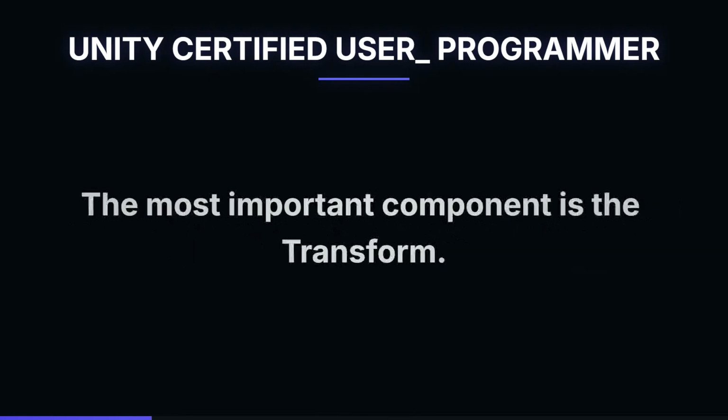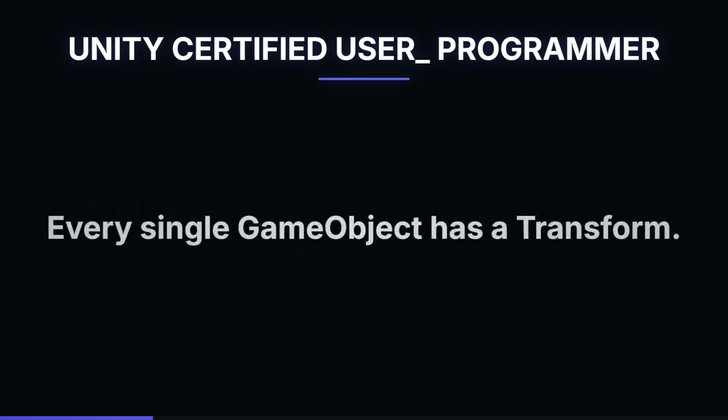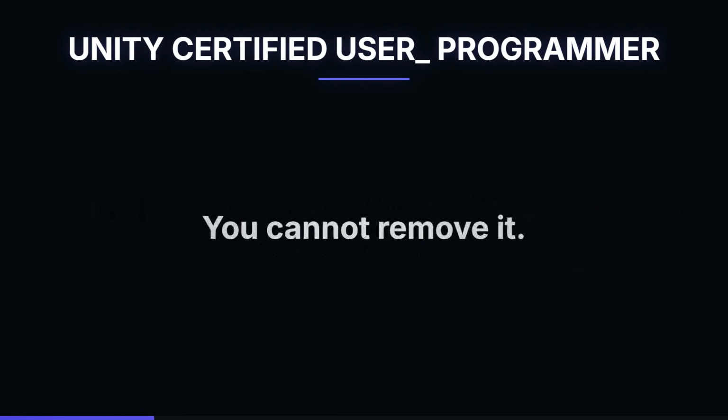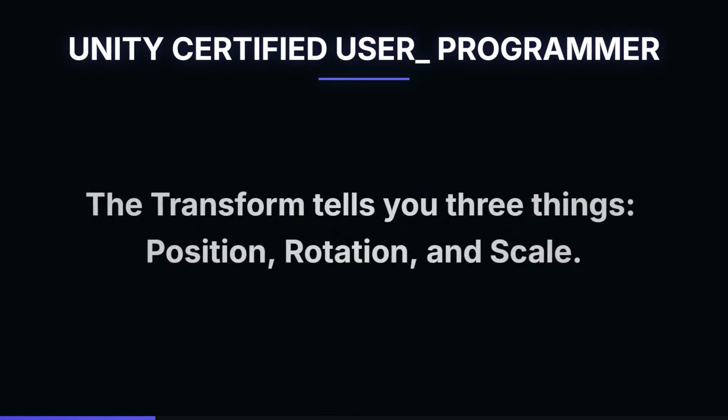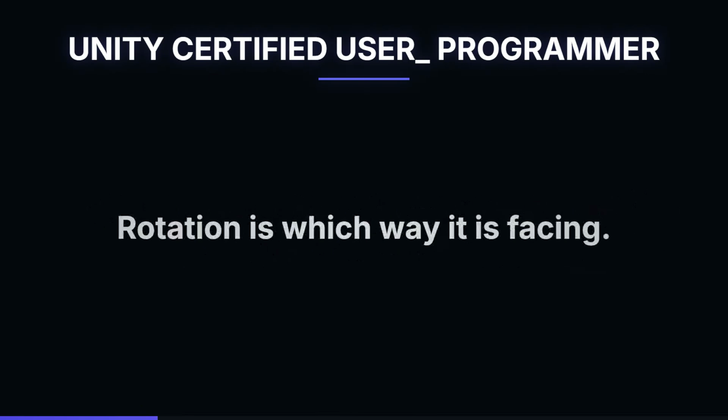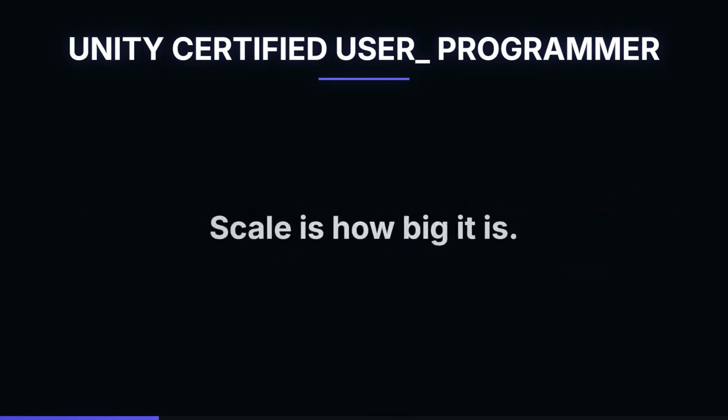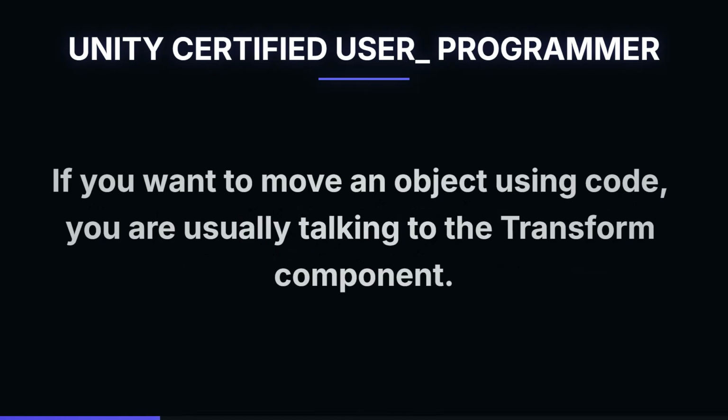The most important component is the transform. Every single game object has a transform. You cannot remove it. The transform tells you three things: position, rotation, and scale. Position is where it is. Rotation is which way it is facing. Scale is how big it is. If you want to move an object using code, you are usually talking to the transform component.